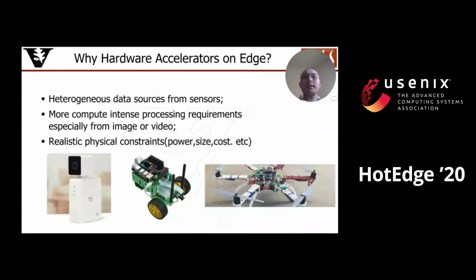So why do we really need this kind of acceleration hardware on the edge? The reason is actually quite simple, because we are facing higher and higher computation burdens on the edge. We are facing more heterogeneous data sources from multiple kinds of sensors, especially cameras, which involve multiple kinds of image or video streams. Also, many applications on the edge involve realistic physical constraints like power, physical size, and many other aspects.